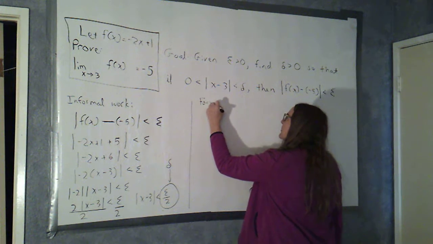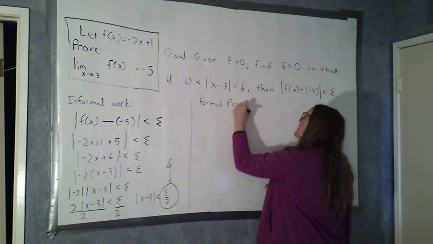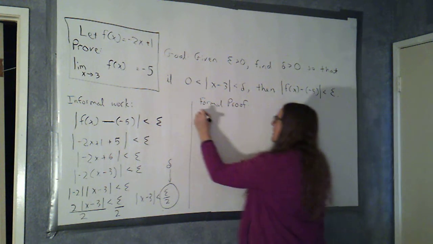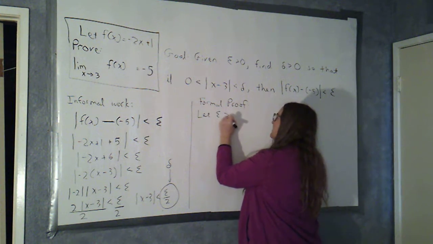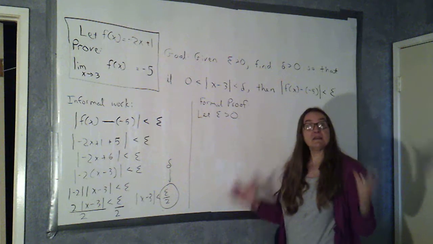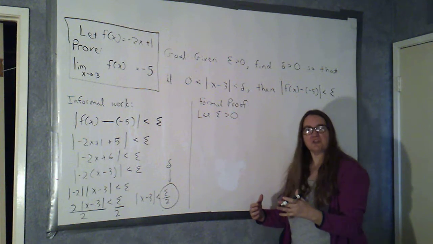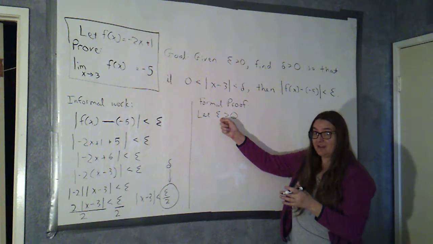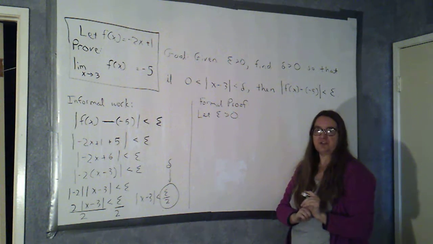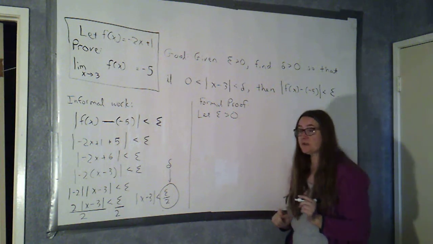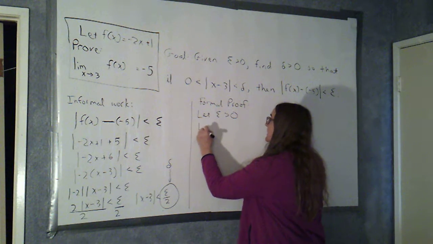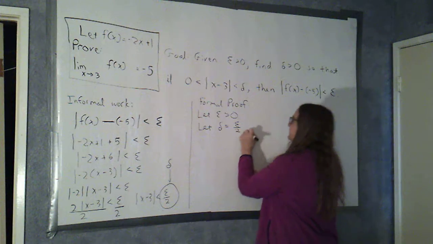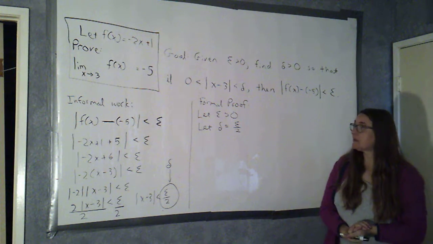So for my formal proof, it's always going to start with the same basic pattern. First line, let epsilon be bigger than 0. Acknowledge that there's a challenge, because we're going to prove our claim by saying, hey, if anybody challenges me, I can defeat that challenge. And how am I going to answer their challenge? With this number delta. So the second line is to introduce my delta, and that's my epsilon over 2.